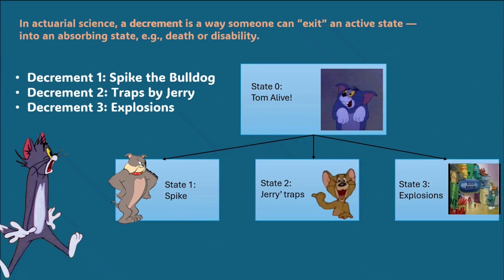In actuarial science, a decrement is a way someone can exit an active state into an absorbing state. An absorbing state is one that cannot be exited, so something like death or permanent disability. For Tom, on a day-to-day basis, he faces three major decrements.